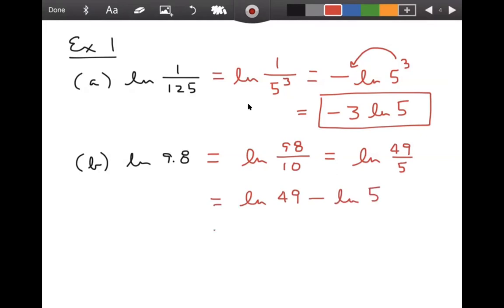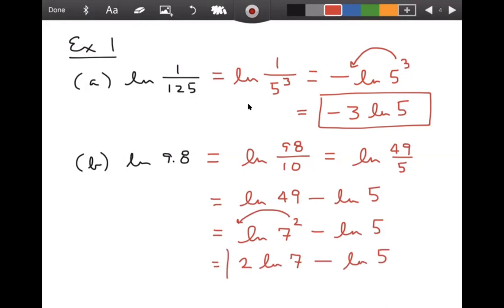And then, of course, 49 is 7 to the second. And now using my favorite rule, the power rule, I grab that 2 and I go, and I get that the natural log of 9.8 is equal to 2 times the natural log of 7 minus the natural log of 5. And lo and behold, we have written natural log 9.8 in terms of natural log 5 and natural log 7. And that's going to do it for part 1. We'll see you in a minute for part 2.